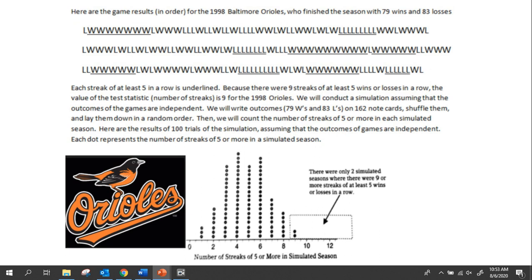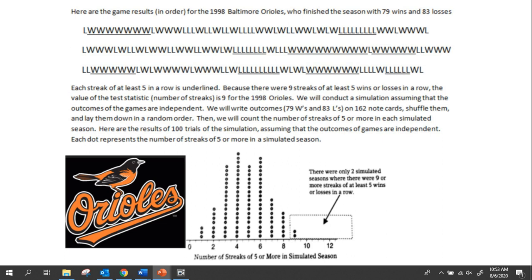Here are the game results in order for the 1998 Baltimore Orioles, who finished the season with 79 wins and 83 losses. Each streak of at least 5 in a row is underlined. Because there were 9 streaks of at least 5 wins or losses in a row, the value of the test statistic is 9 for the 1998 Orioles.